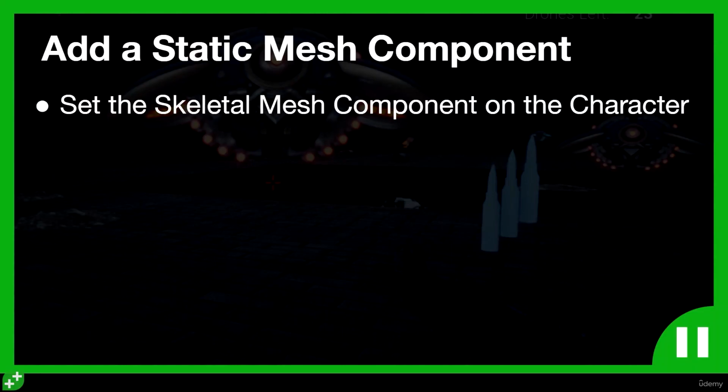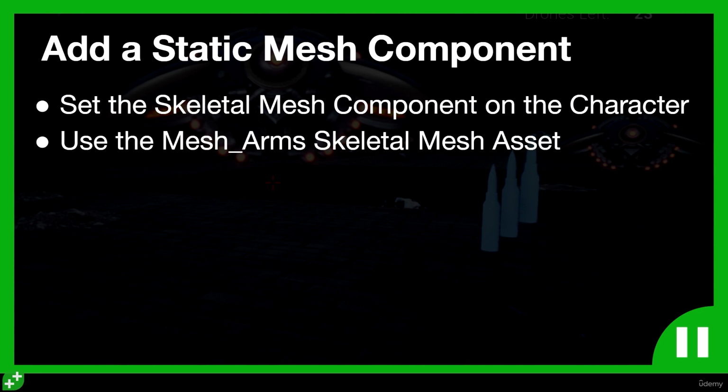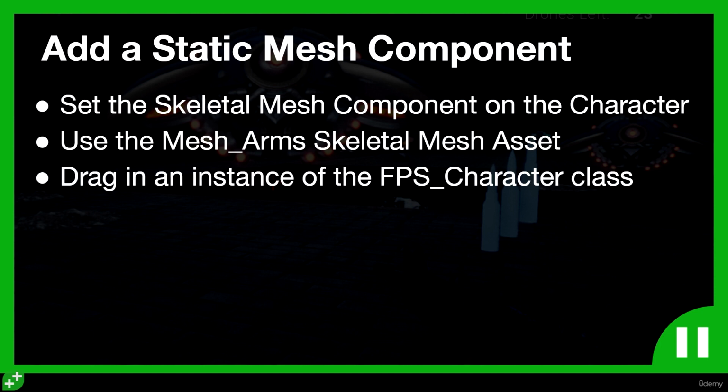So as a challenge, I'd like you to open the character blueprint class that we just created in the blueprint editor and set its skeletal mesh component, and I'd like you to choose the mesh_arms skeletal mesh asset from the dropdown. And once you're done, go ahead and drag in an instance of this FPS character class into the world. Pause the video and do this now.